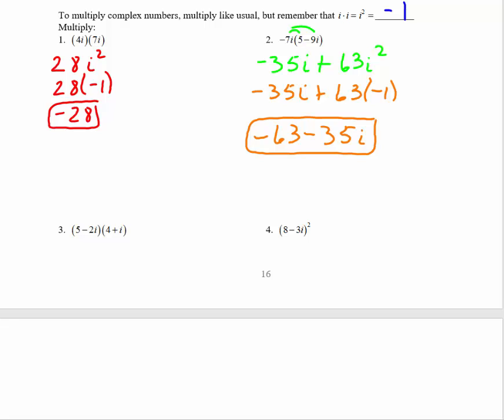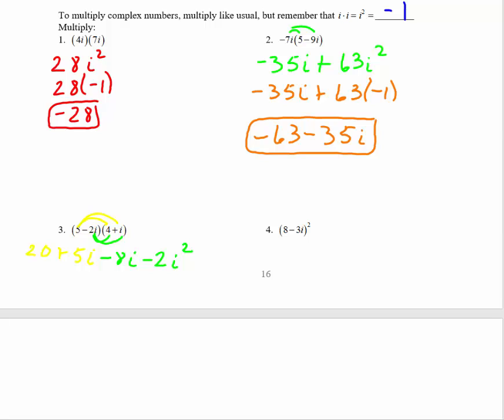Number 3, (5 minus 2i) times (4 plus i). It's a binomial times a binomial, so we definitely need to distribute. 5 times 4 is 20. Outer, 5 times i is 5i, so plus 5i. Distributing on the negative 2i times 4 is a negative 8i, and negative 2i times i is a negative 2i squared.